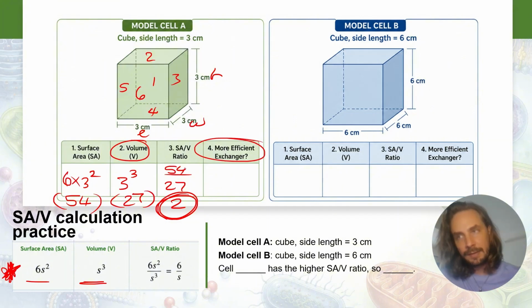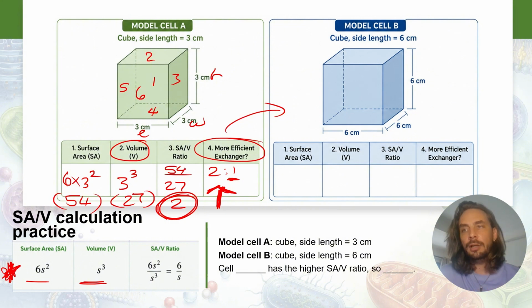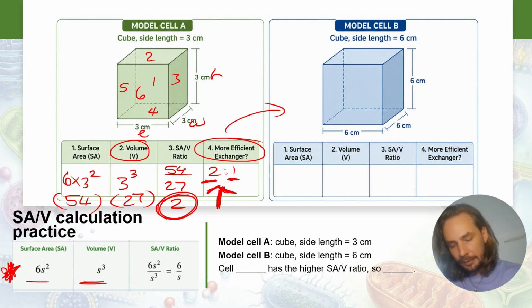Before I answer this, let's first look at the second model to compare it. Okay, I can already see the ratio is 2 to 1, so it definitely has a very efficient exchange. So for every 1 of volume, there are 2 of surface area to exchange materials with. So it's very efficient. Let's look at Model B.